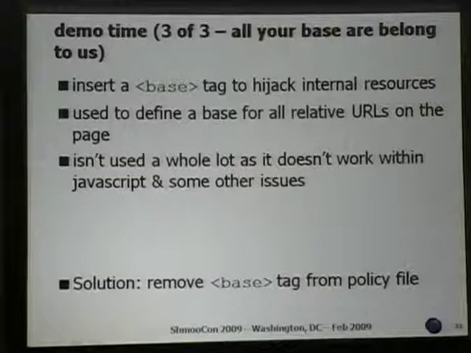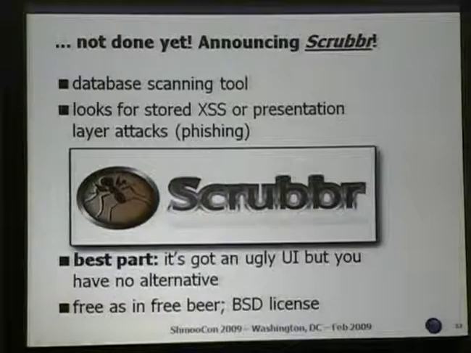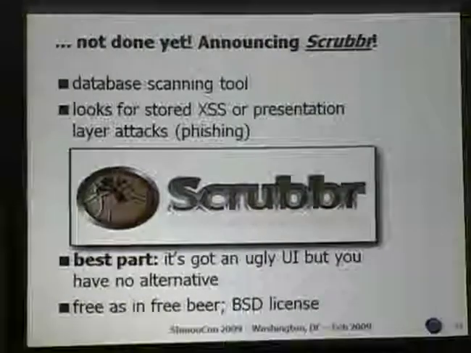We're releasing a new tool today that's built on AntiSamy, and it's called Scrubber. Scrubber was developed by Aspect Security, my company, and it was donated to OWASP. It's an interesting little tool. It simply goes through every row, every column in your database, and it runs AntiSamy on that column.